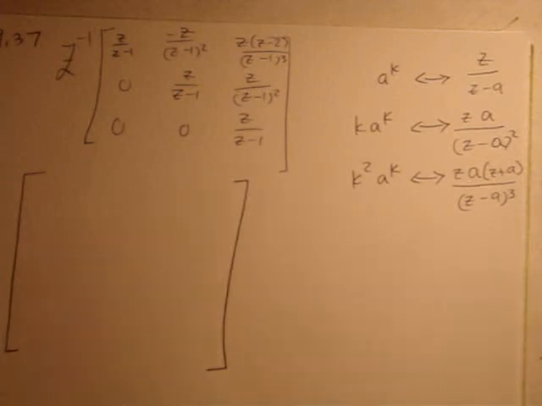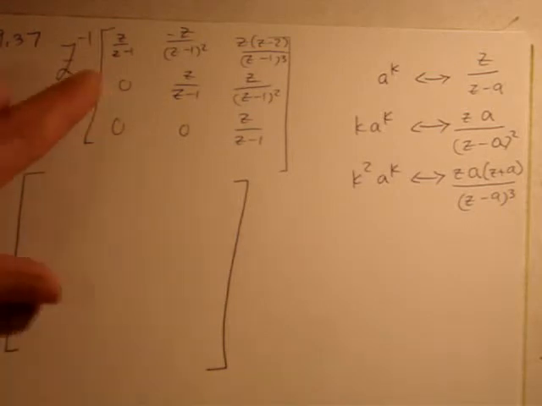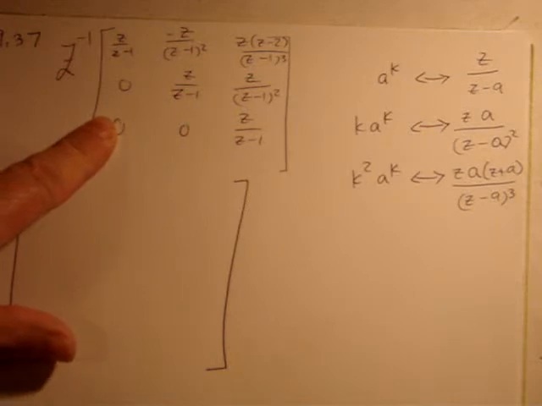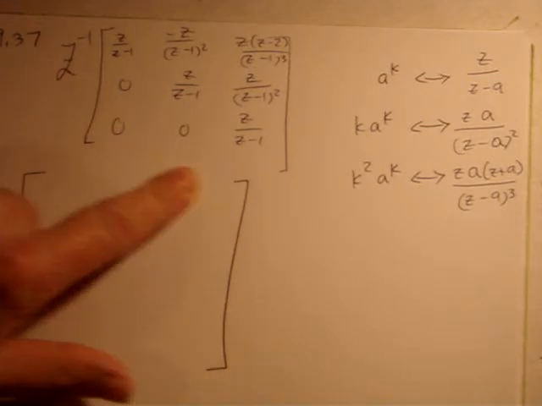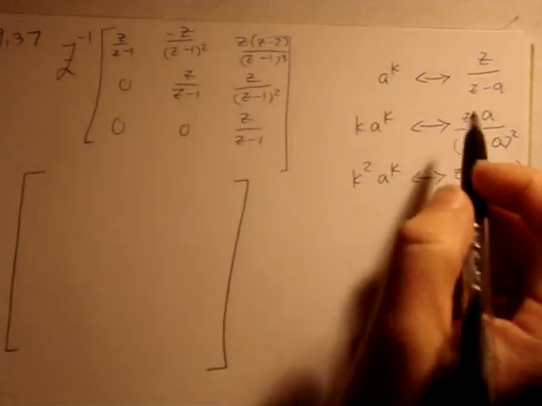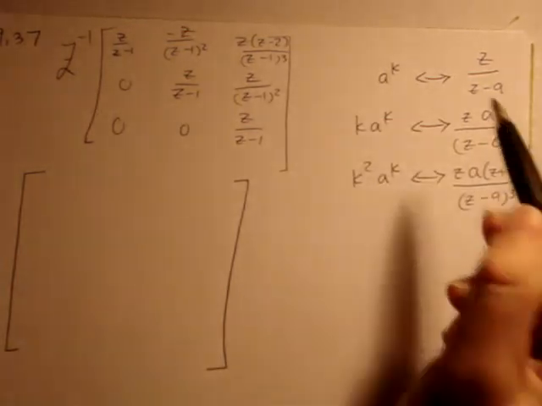Okay, we're looking at a hint for problem 937. We're given the system in difference equations. We work out and find the A matrix. We work out and find Z times A minus D inverse, and we want to find the inverse Z transform of this matrix. Looking at a few Z transform pairs.